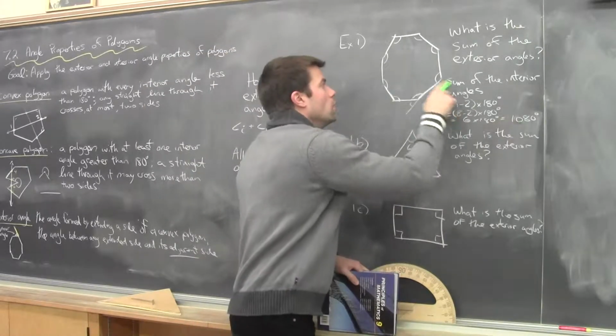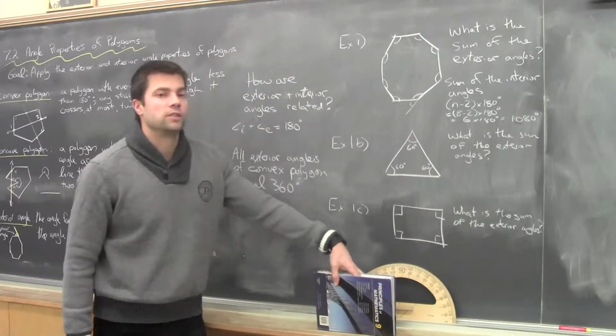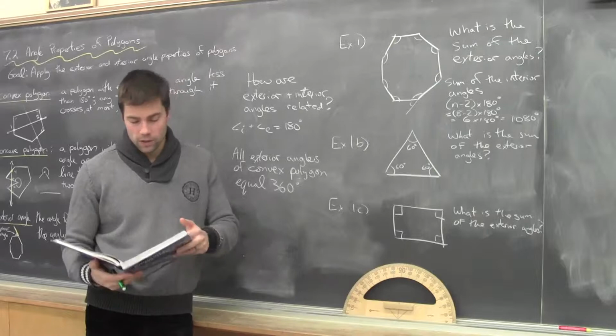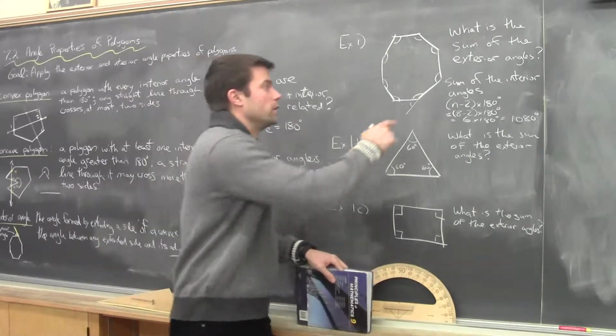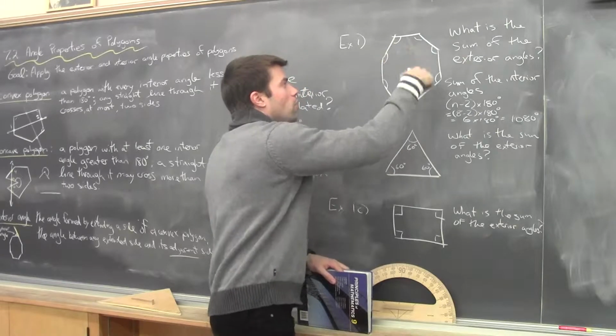So we want to know, because we don't know necessarily if this is a regular octagon. I don't think it tells us. Oh, it does say it's a regular octagon, sorry. So we know that these angles are the same, and we want to know how much they are.